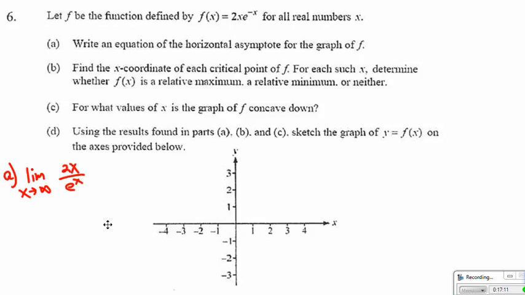Now, as x approaches positive infinity, what's going to happen is the top and bottom will both approach infinity. But since the exponential function increases more rapidly than the simple linear function, this will approach 0. So therefore we realize the horizontal asymptote will be y equals 0. Now, B.